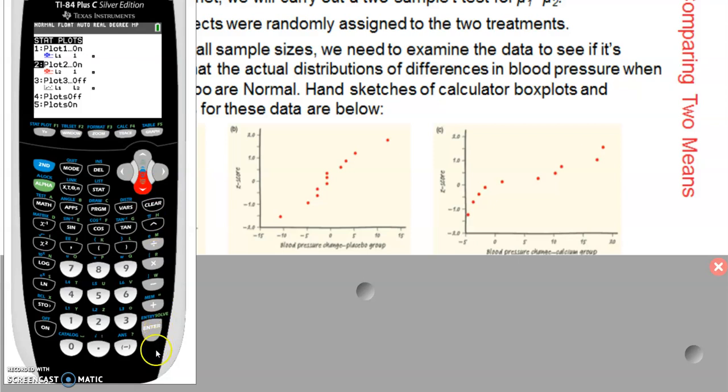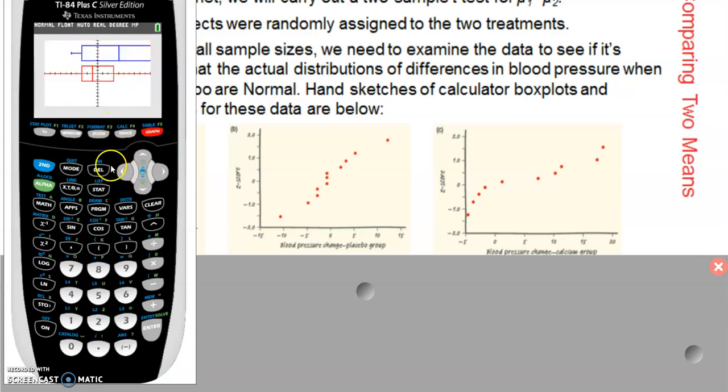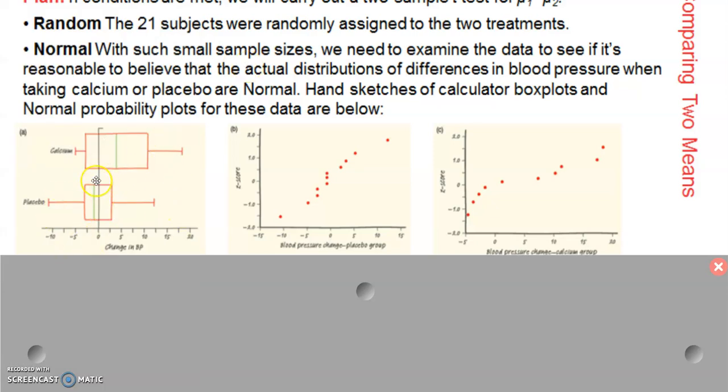Then I'm going to go to plot 2. I'm going to turn it on, and I'm going to make that same box plot, but this time of list 2. When I hit graph, I might not see what I want, so I hit zoom 9 to set a good window, and there are these two box plots here, which you can see I've got pictured here as well.